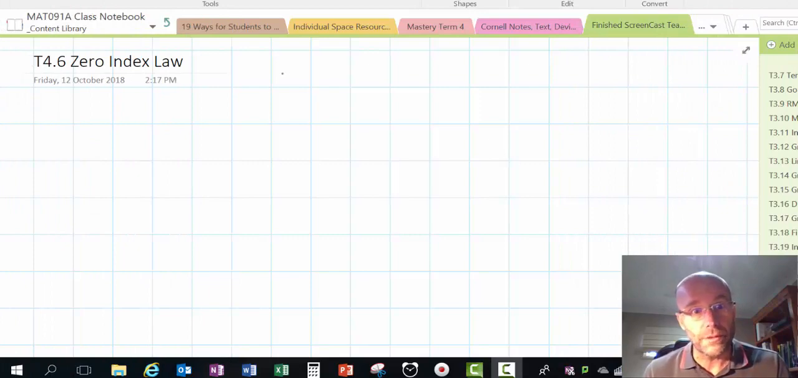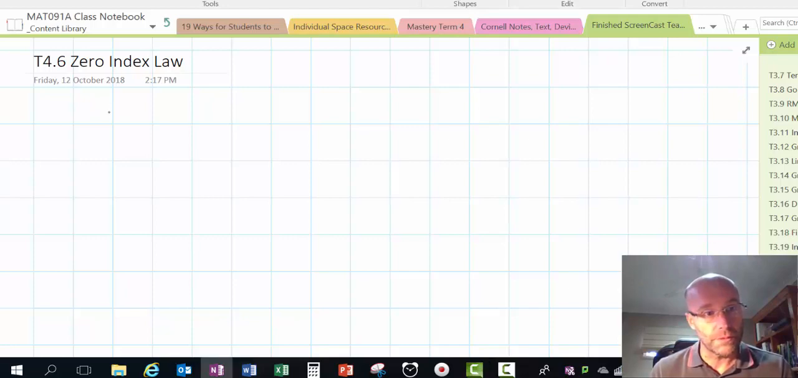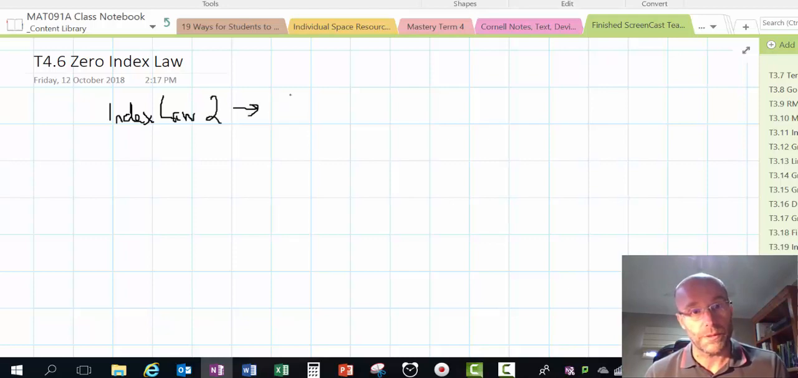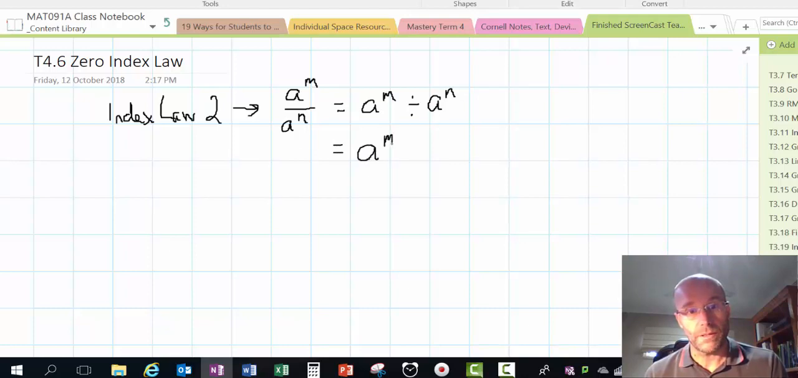The zero index law is a peculiar one until we work out how it works. So let's have a look. If we go back to index law 2, you'll recall that it is about when we've got a to the m divided by a to the n. That can also be written as a to the m over a to the n, and it comes out as a to the m minus n when we simplify it. That was index law 2.